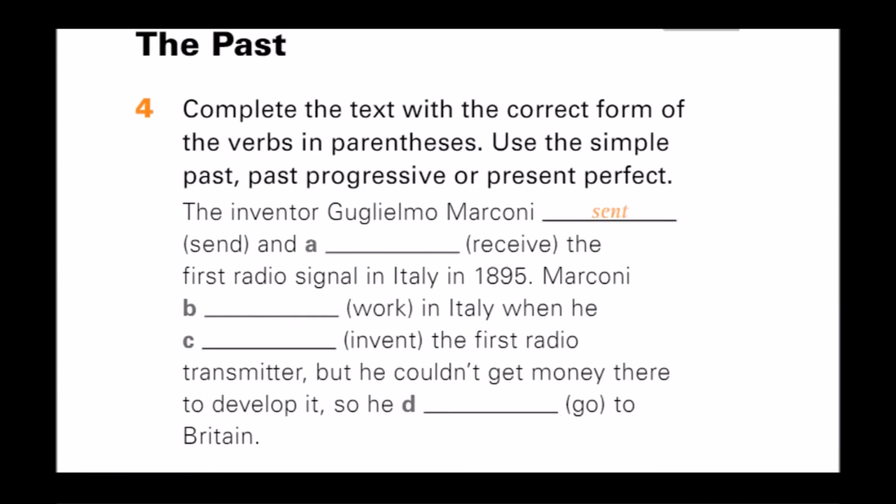The past. Exercise 4. Complete the text with the correct form of the verbs in parentheses. Use the simple past, past progressive, or present perfect. The inventor, Guglielmo Marconi, sent and received the first radio signal in Italy in 1895. Marconi was working in Italy when he invented the first radio transmitter. But he couldn't get money there to develop it, so he went to Britain.